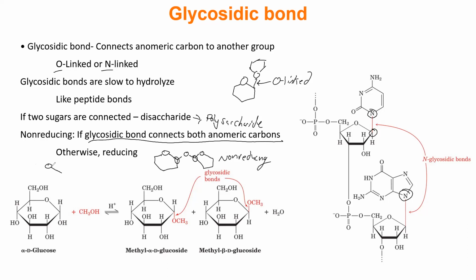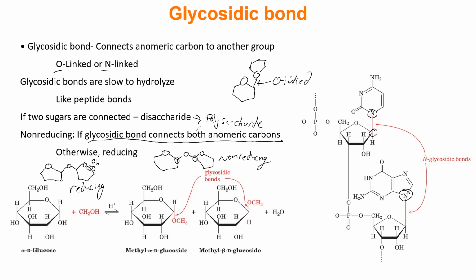However, if you have one anomeric carbon that is not part of a glycosidic bond, we call that a reducing sugar. So if you have an anomeric carbon that's part of a polysaccharide and it's not in a glycosidic bond, that sugar is called reducing. If the anomeric carbons are part of a glycosidic bond, that is called non-reducing.